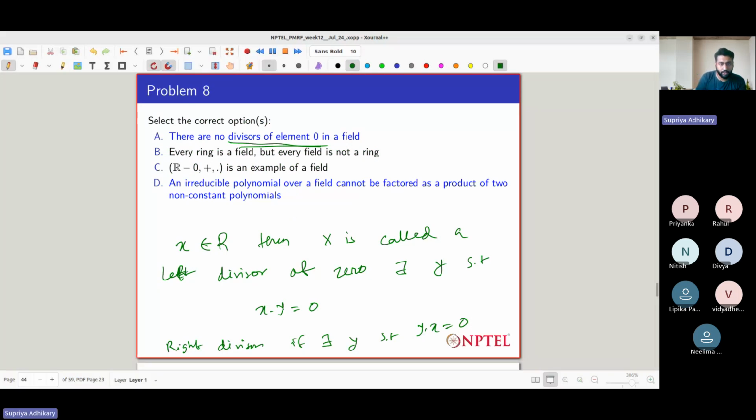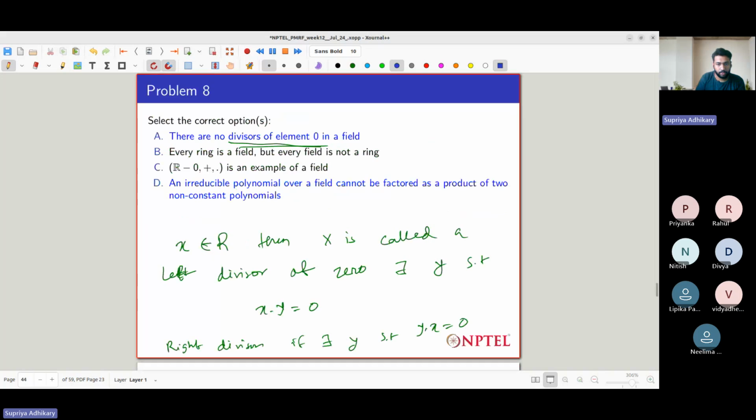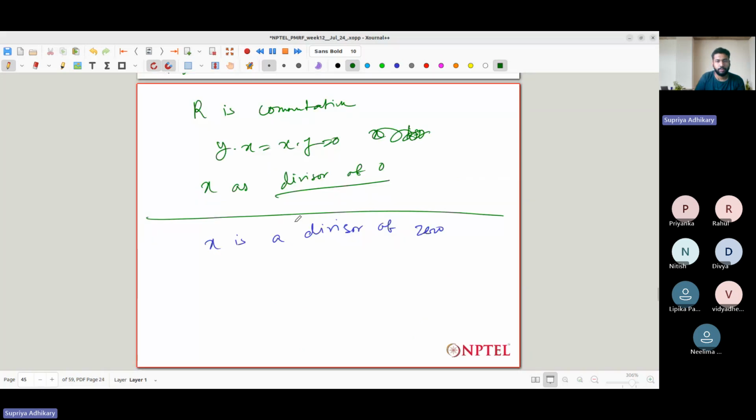Now, the question was that in a field, let us consider that x is a divisor of 0. We also have to understand that a divisor of 0 has to be a non-zero element. That is, x is called a divisor of 0, and one very important condition is that x has to be non-zero. x is not equal to the 0 element. Okay. Now, let's say that x is a divisor of 0 in field F.